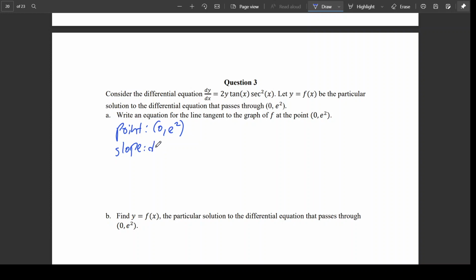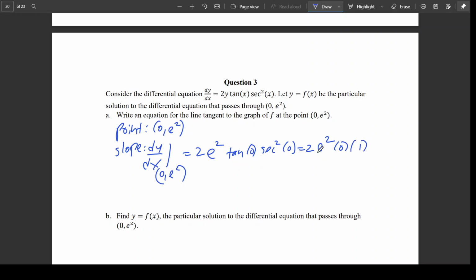And then the slope is going to be the derivative evaluated at that point, in this case evaluated at (0, e squared). If we plug in 0 and e squared for x and y here, we'll get that derivative. It's going to be 2 times e squared times tangent of 0 times secant squared of 0. Tangent of 0 is 0, and secant squared of 0 is 1. But since there's a 0 here, this whole thing is just equal to 0.